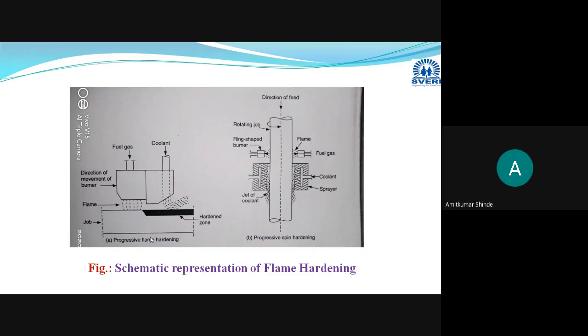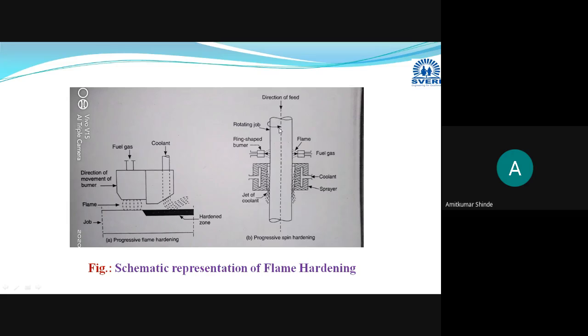Now the third type is the spinning flame hardening. In that spinning flame hardening, what will happen? That separate diagram I have not added here. You just have to understand that in the spinning flame hardening, your heating source and cooling source are fixed, and your workpiece will be in the moving condition. It will be in the spinning condition. It will rotate.